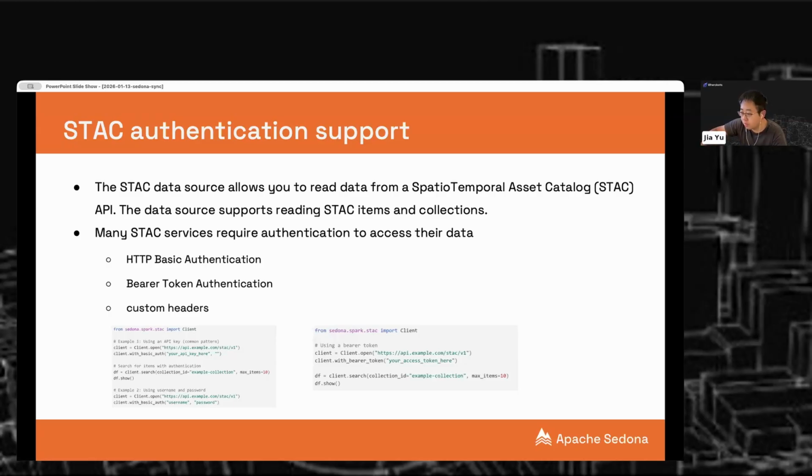It is pretty simple. If you want to have basic authentication, you just put your API key there, and you'll be able to search those STAC catalogs. You can also put your bearer token there. Cool.